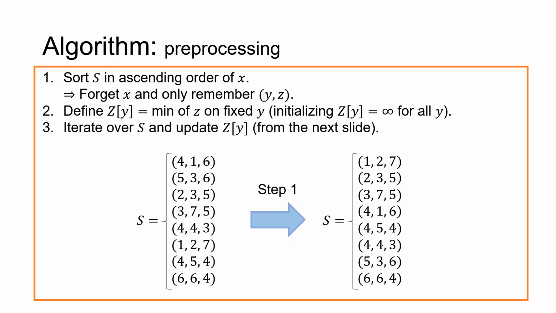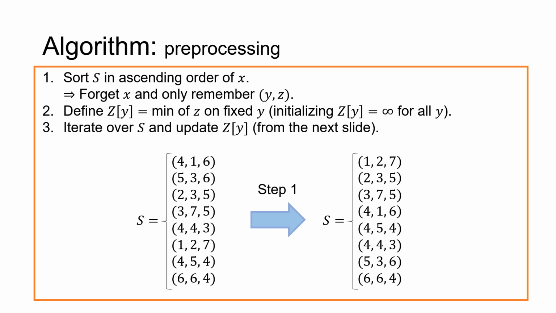The algorithm begins with sorting the array S in ascending order of the first variable x. This allows us to disregard the information about x. I'll explain later how it works. You don't need to concern yourself with the order of y or z. So, as you see in the example, there's no problem if tuples with x equals 4 are not in complete ascending order.